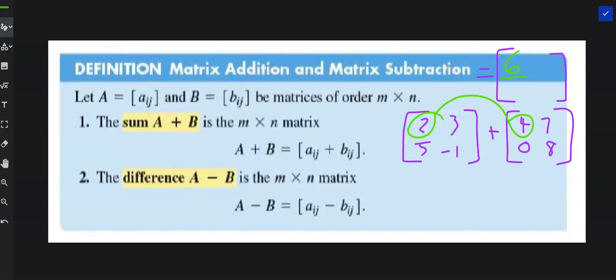6. Notice that since you added the first row, first column entries together, they go in the first row, first column of the final answer. So you fill in the rest of this.